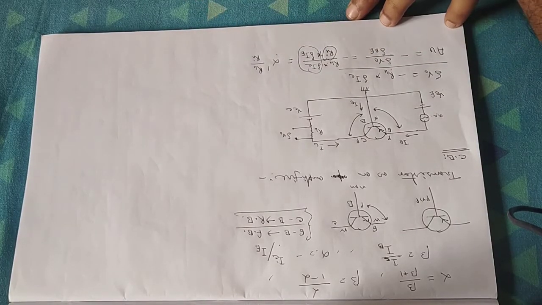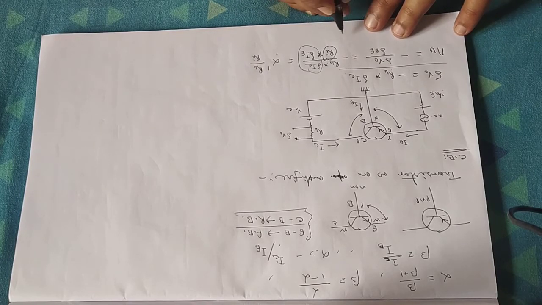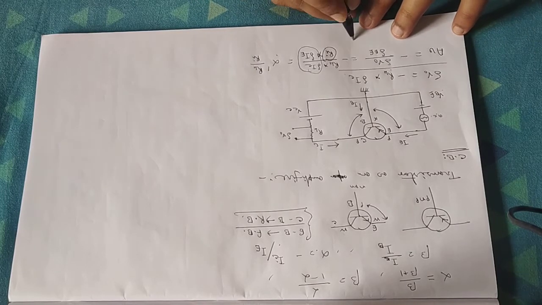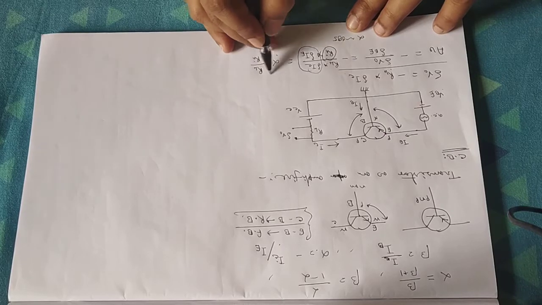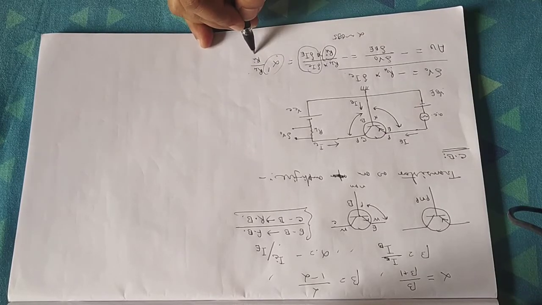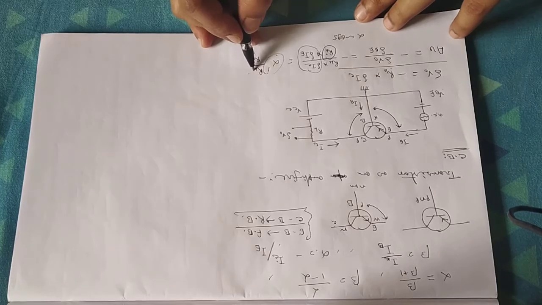And what is the value of alpha prime? The general value of alpha prime is always less than 1. It varies between 0.9 to 0.95. I am considering the value of 0.95. So 0.95 times RL by RI. Now you have to choose according to the values of RL and RI.